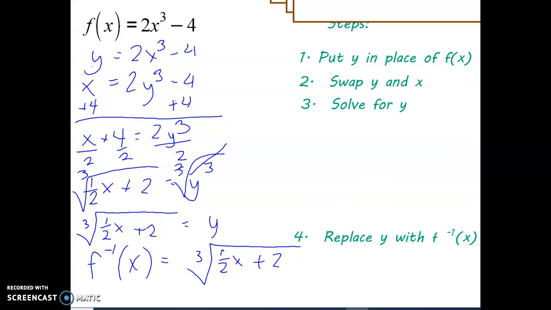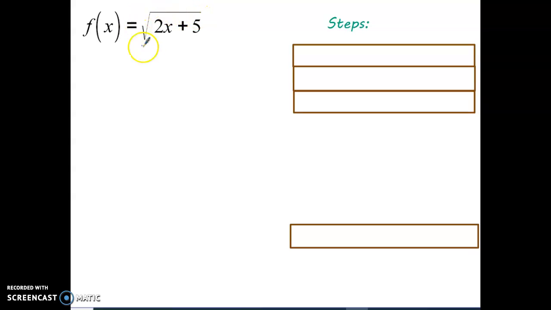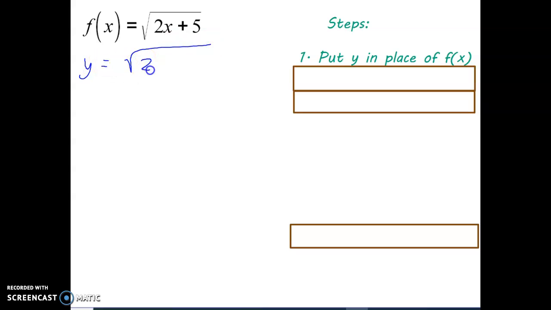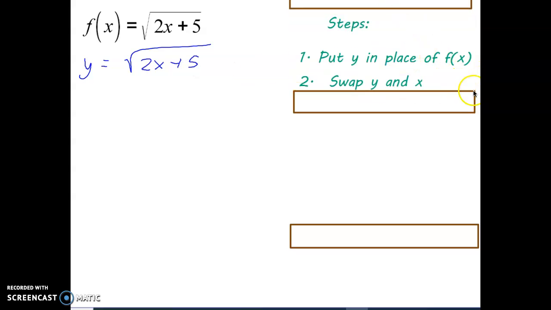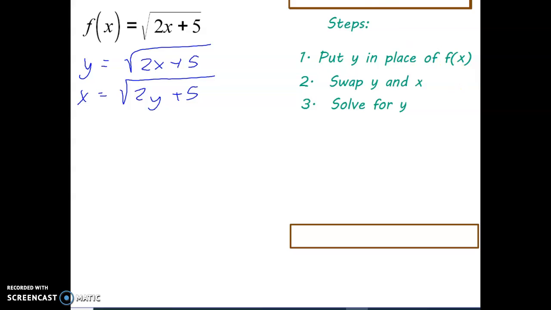All right, let's try another one. Okay, so this time I've got a square root. Again, I don't have something that's linear. I have a square root, but the steps are going to be the same. I'm going to start off by putting y in place of f of x. Okay, then my next step, swap my y and my x. So I'm just going to switch those out. All right, and then my step that's going to be a little bit different, solve for y.